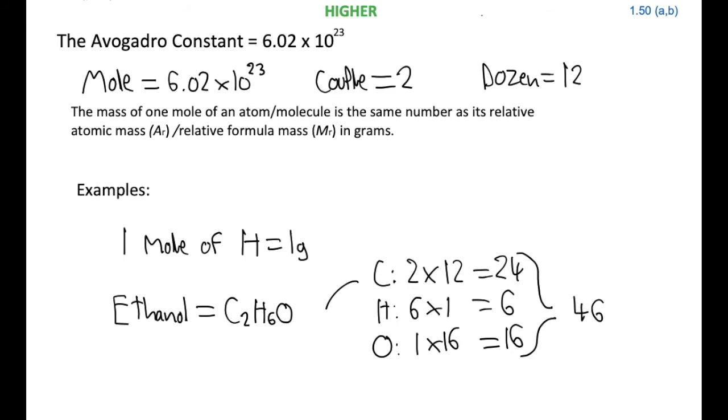The mass of 1 mole of a compound is the same as its relative formula mass. So 1 mole of ethanol has a mass of 46 grams. And we can also refer to this quantity as the molar mass of ethanol.